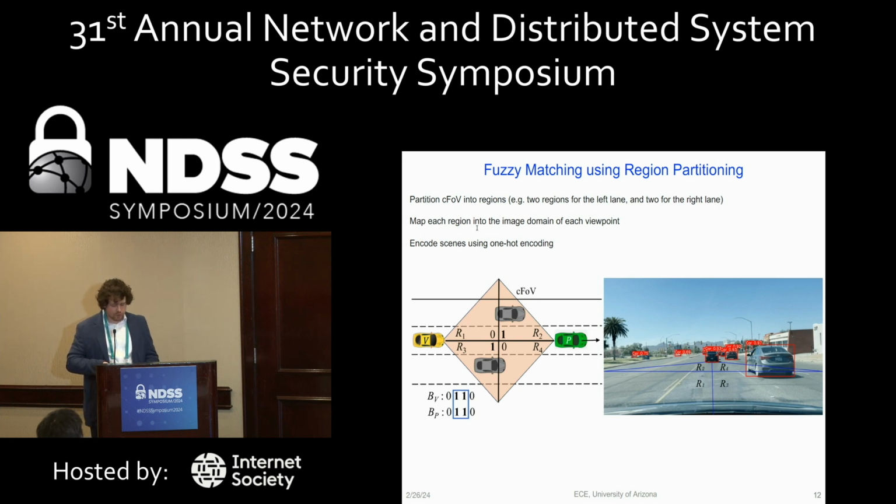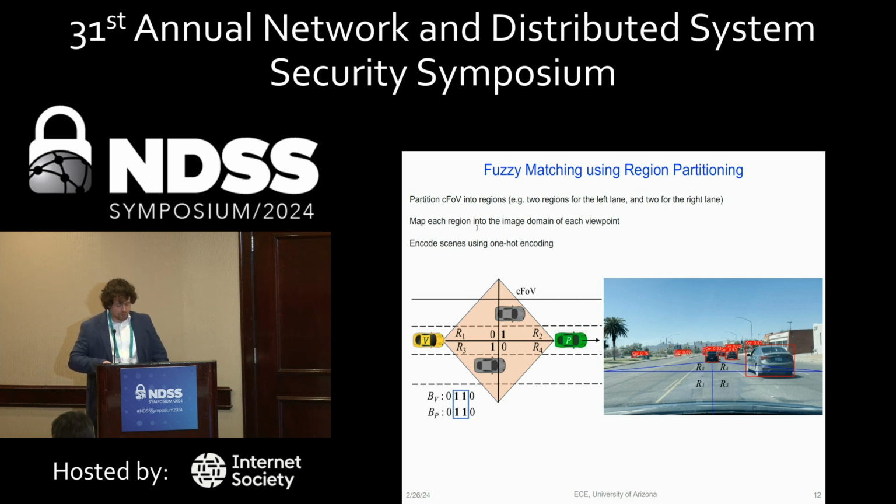So to account for this, we propose a fuzzy matching method that operates as follows. It takes that common field of view that we referred to in the previous slides, and it partitions it into separate subregions. And these subregions act as a fuzzy way of characterizing distance and position of targets in this common region between the verifier and the prover.